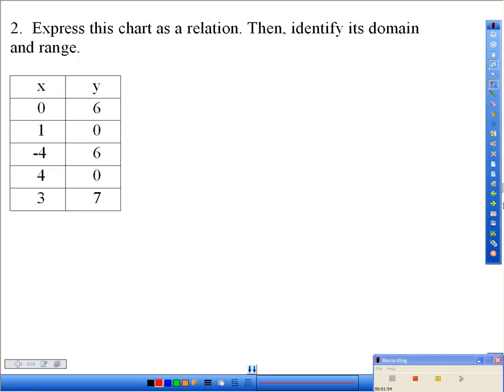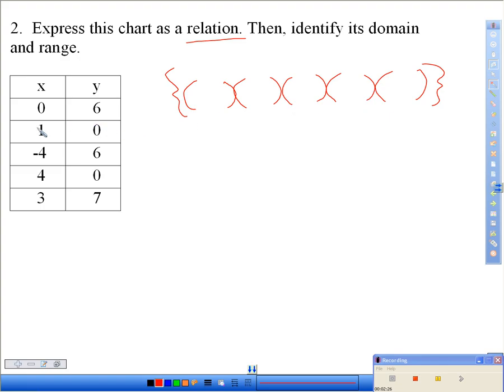On number 2, it says express this chart as a relation, then identify its domain and range. So when we write a relation, we know that we're going to put all of our, first of all, we need to have some ordered pairs, and we need to put those inside brackets. So I would write it like this, and since we see 1, 2, 3, 4, 5 pairs of x's and y's, then we're going to have 5 ordered pairs inside those brackets. 1, 2, 3, 4, and 5.